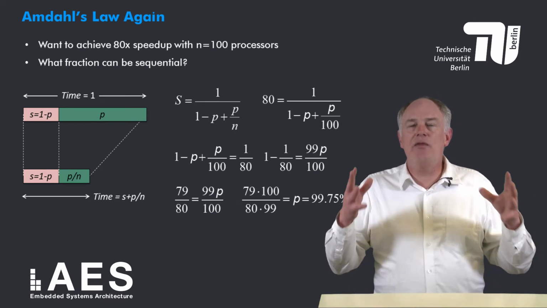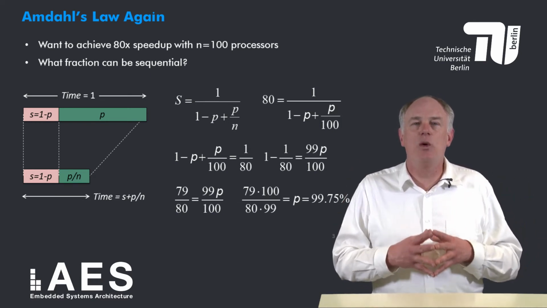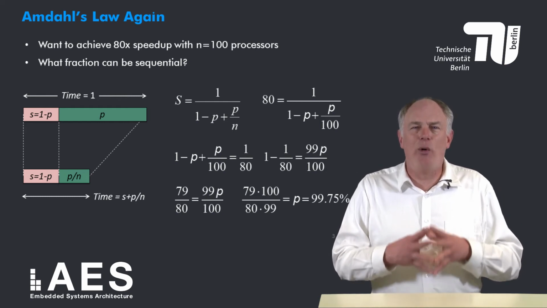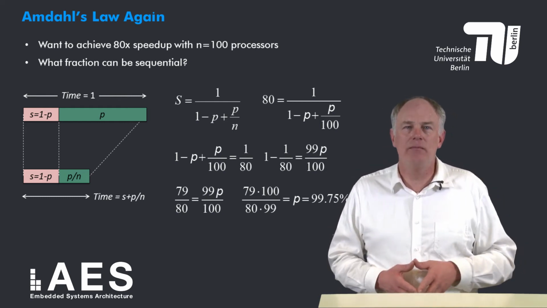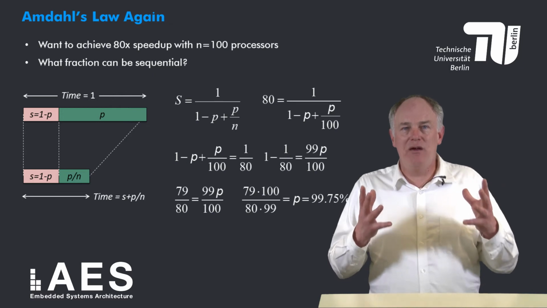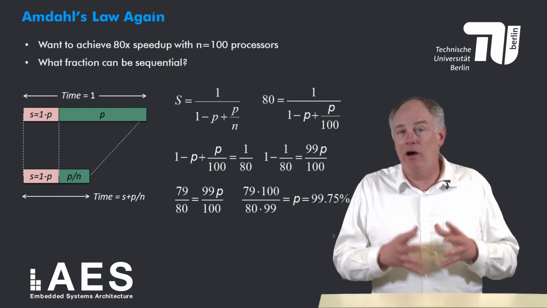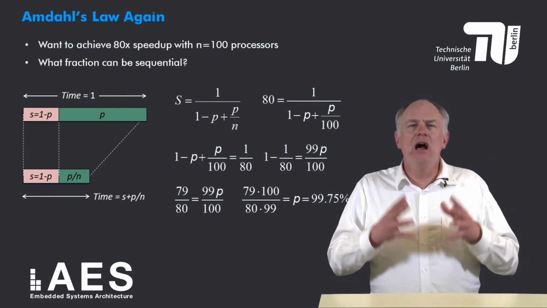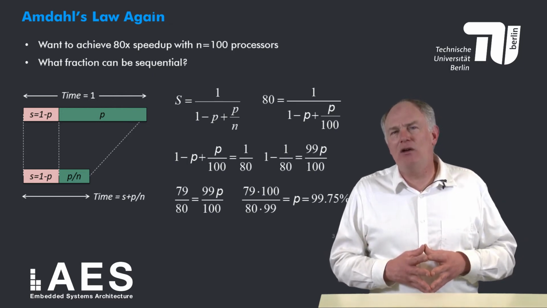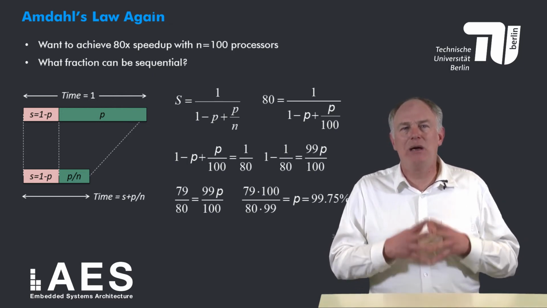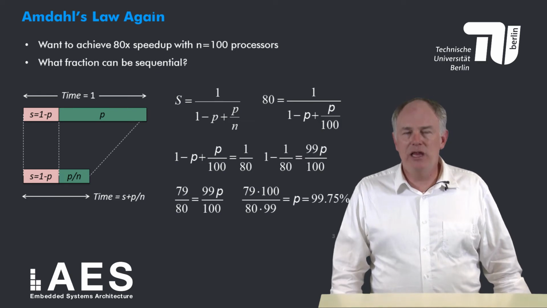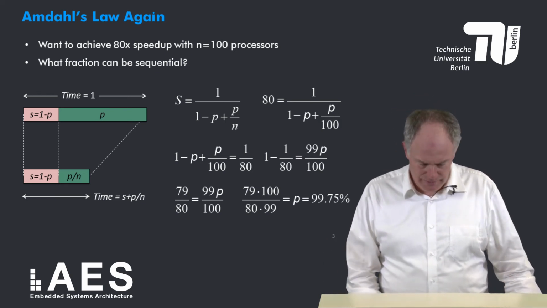Finally, we obtain that the parallel fraction must be equal to 99.75%. In other words, to achieve a speedup of 80 with 100 processors, only 0.25% of the original computation time can be sequential. This is quite a challenge.